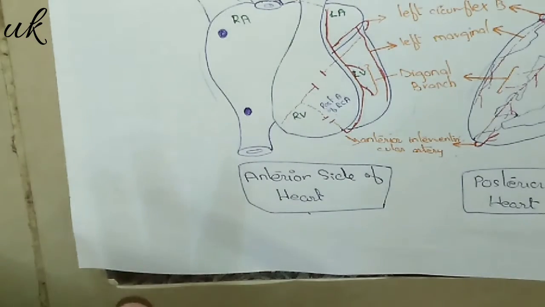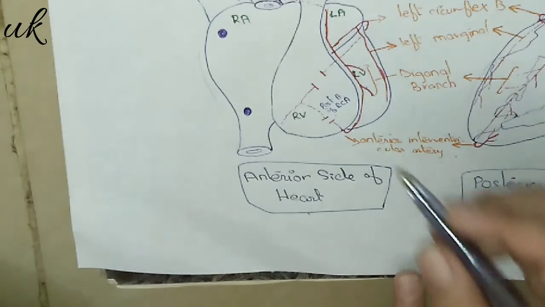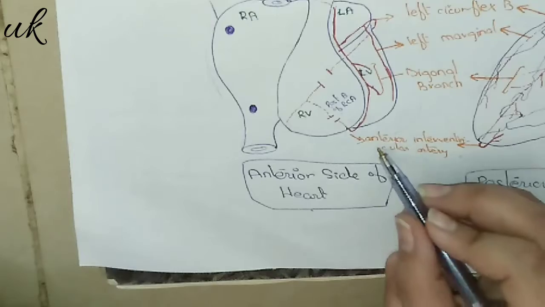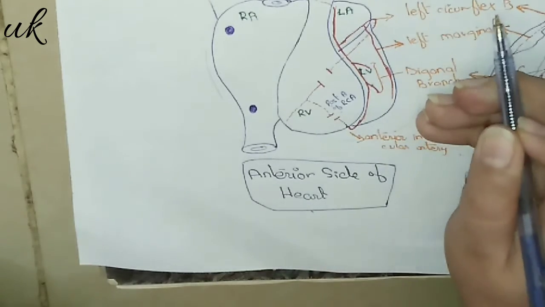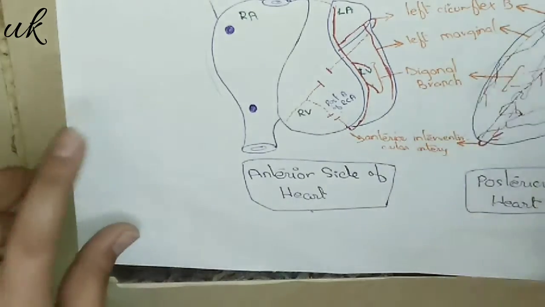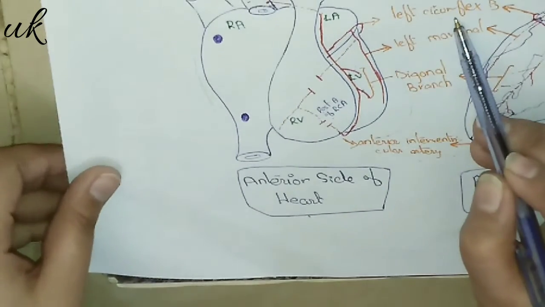It is not false to say that the right coronary artery has two terminal anastomotic branches: the one formed by the anterior interventricular artery, and the other formed from the circumflex branch. Now we discuss this left circumflex branch.